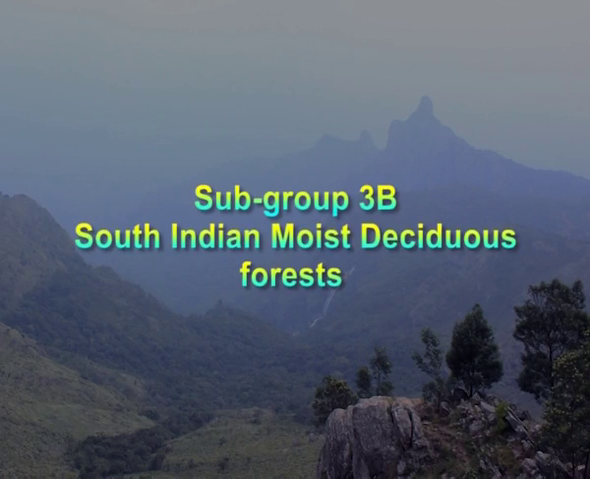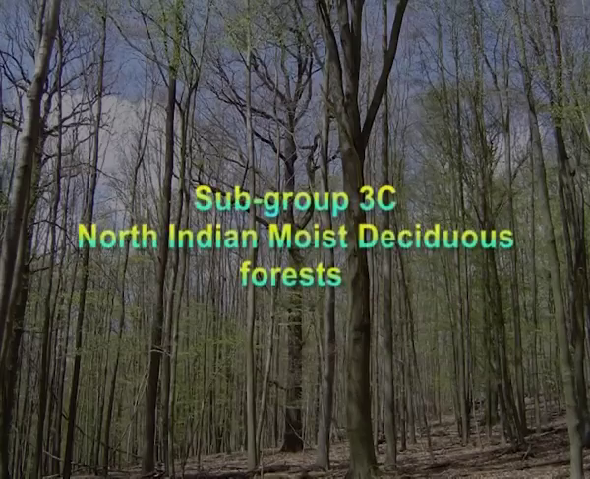Subgroup 3B, South Indian moist deciduous forests. The subgroup occurs in parts of Jabalpur, Mandla and Raipur divisions of Madhya Pradesh, Dangs division in Gujarat, parts of Kolaba and Thana divisions in Maharashtra, Kannara, Mangalore in Karnataka, South Coimbatore, Tirunelveli divisions in Tamil Nadu, Nilambur and Wayanad divisions in Kerala. Then subgroup 3C, North Indian moist deciduous forests.